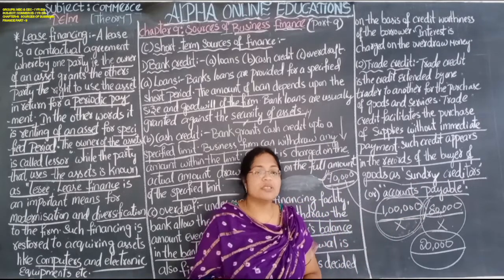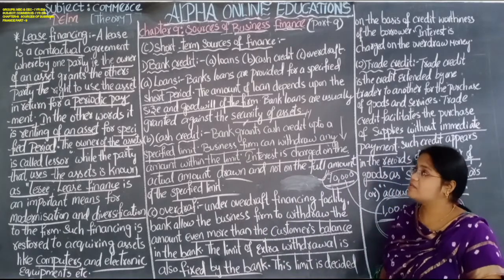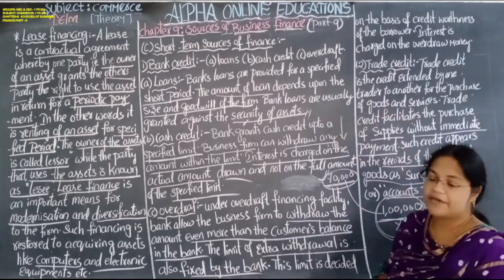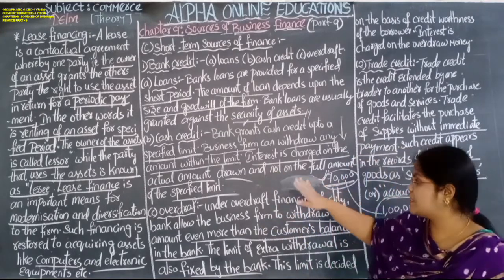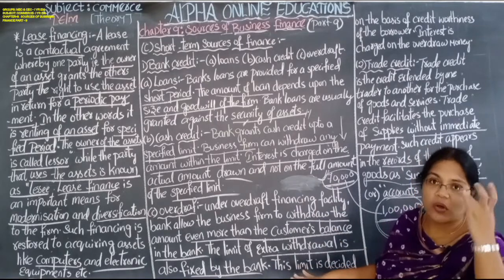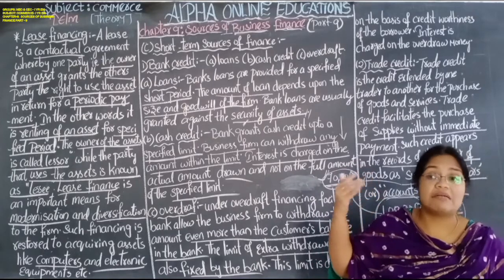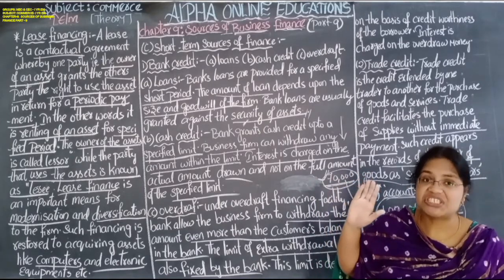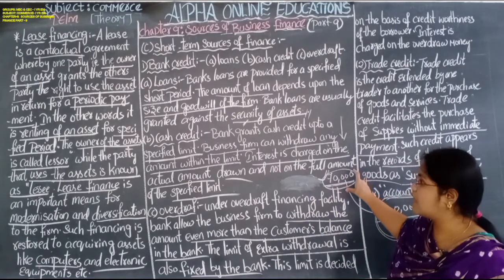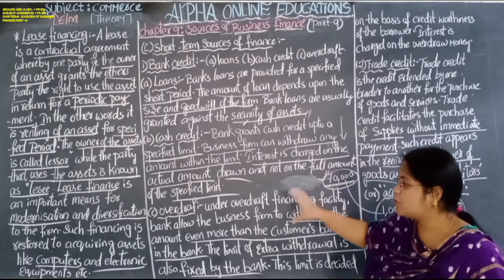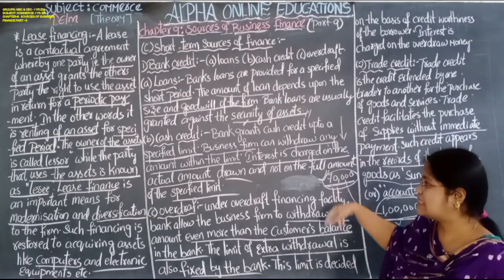So this is about some of the short term sources of finance, that is bank credit and trade credit. Don't confuse overdraft and cash credit. These both are somewhat similar. Cash credit means the person who has an account in the bank is not going to touch their bank account. They will take the amount totally from the cash credit itself, but in overdraft they will draw more than their bank balance. That is the main variation.